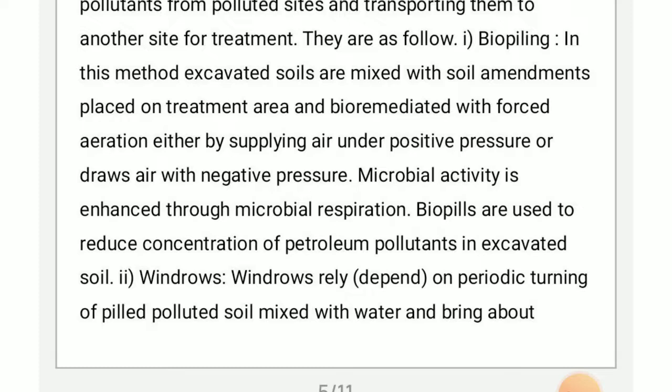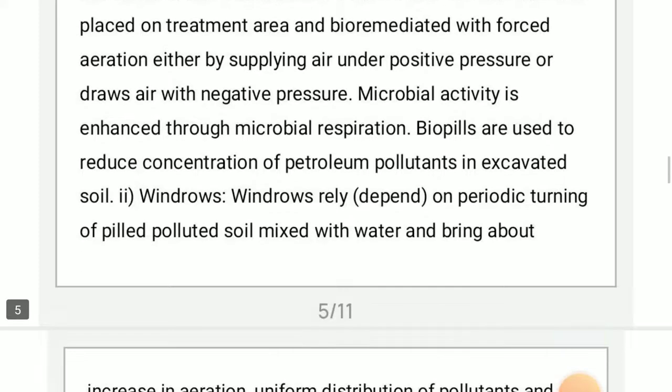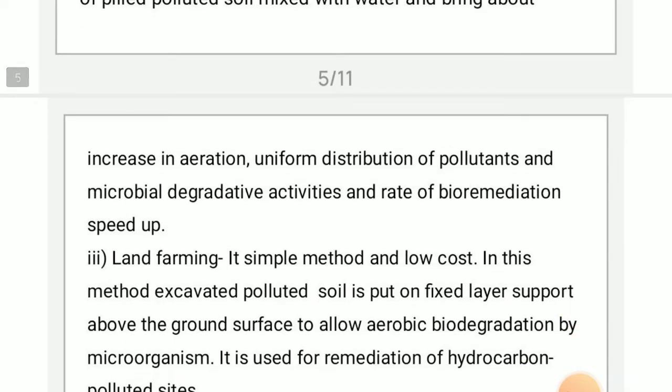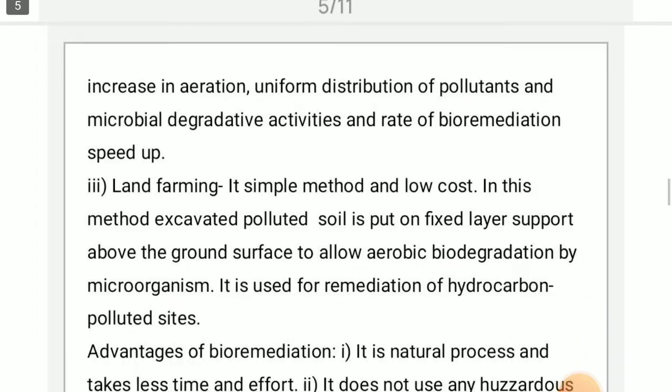Now second, the windrows. Windrows rely on the periodic turning of the piled polluted soil. Whatever polluted soil is piled in the form of piles, that polluted soil is mixed with water to bring about an increase in aeration. It is mixed with water and then brought into the aeration process. Uniform distribution of the pollutants and the microbial degradative activity starts, and the rate of bioremediation is speeded up.